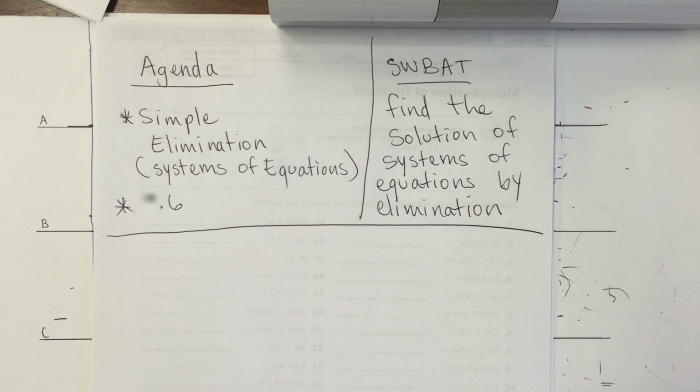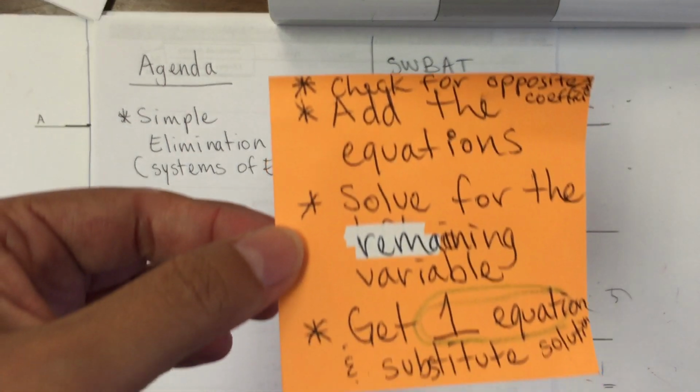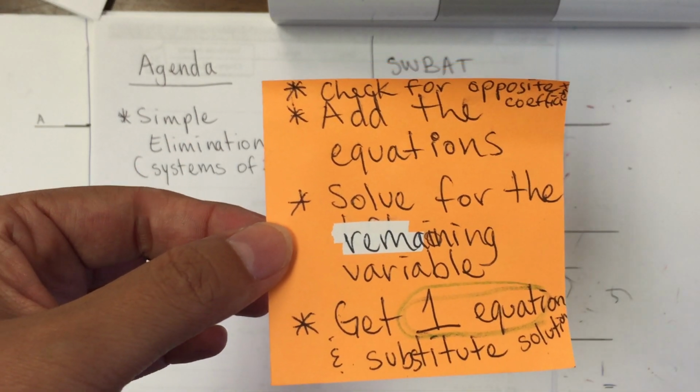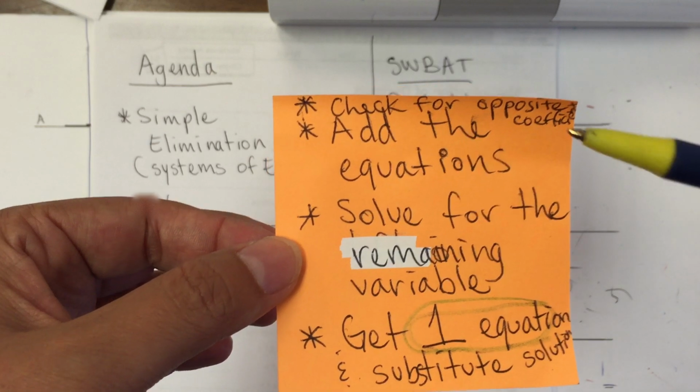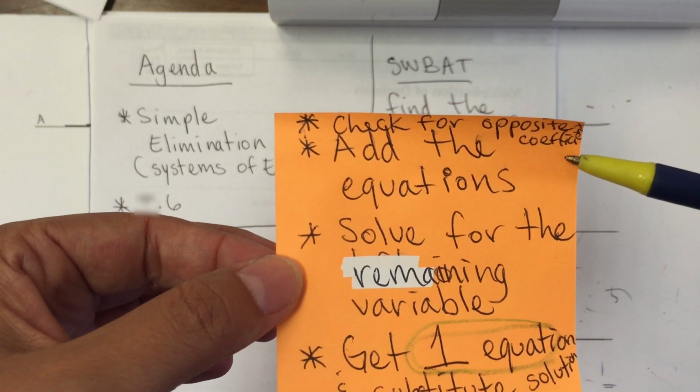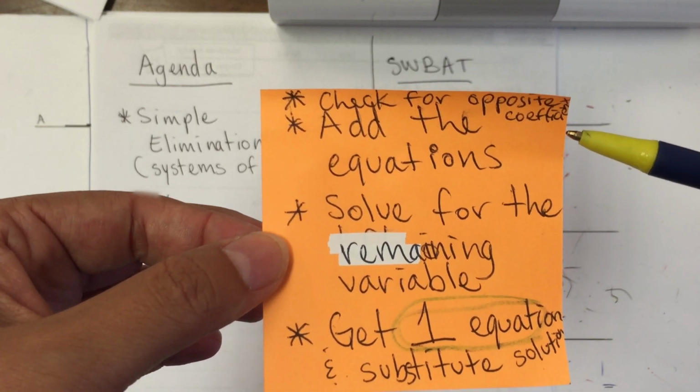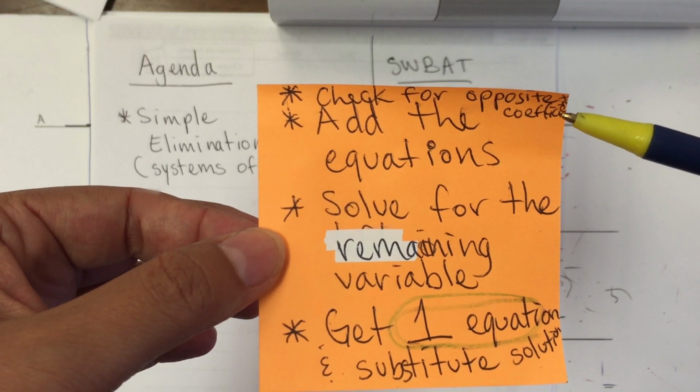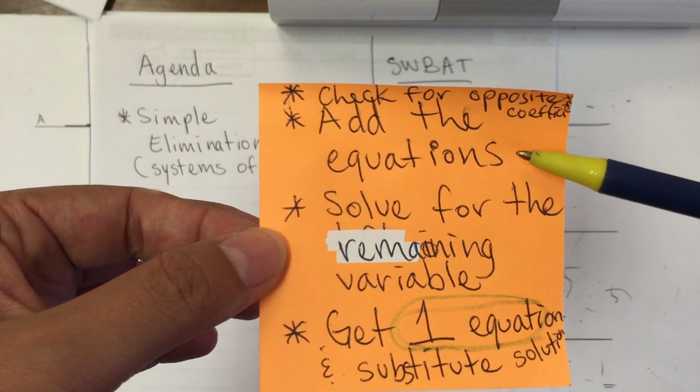And I want you to write these steps first, because we're going to be needing them throughout. Maybe you can put them in a little flashcard so you can have them with you in front. The first step is to check for opposite coefficients, and you will understand once we get to the examples what that means.